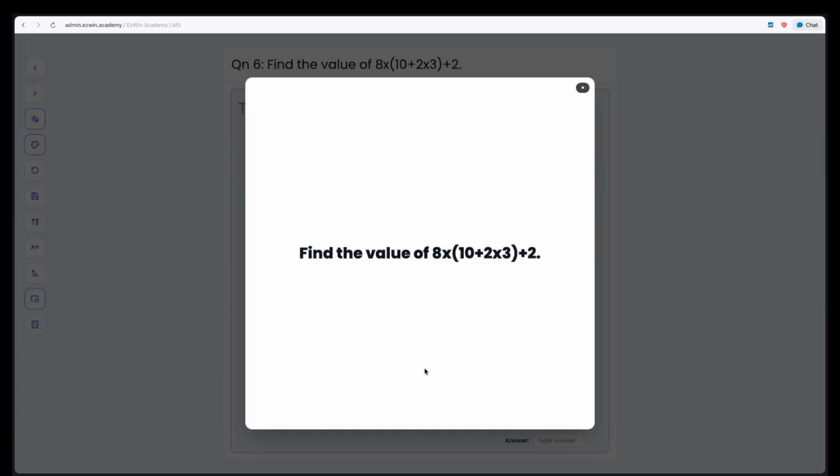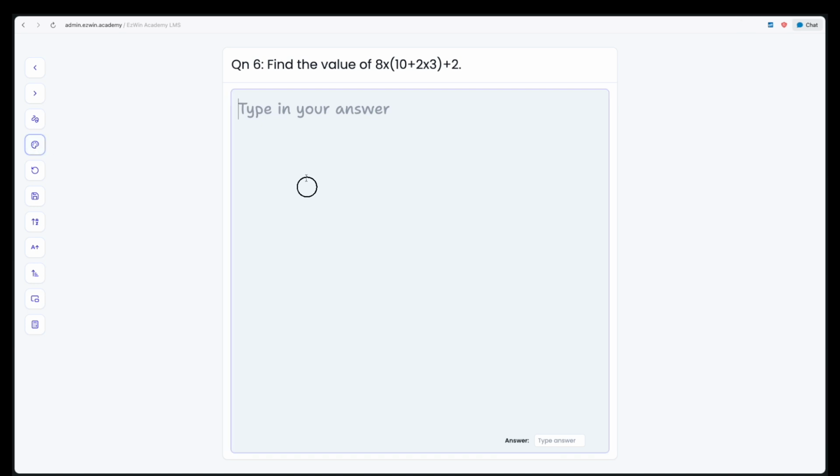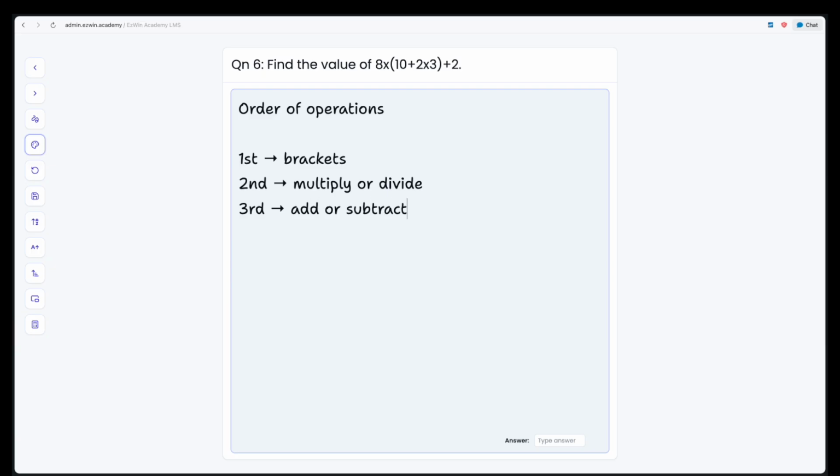Question number 6. Find the value of 8 times bracket 10 plus 2 times 3 bracket plus 2. In this case, this is order of operations. Which one is first? Brackets. Then second is multiply or divide. And then third is either add or subtract. Even inside the brackets you need to follow the multiply or divide. So in this case, the brackets go first. So 8 times 10 plus 2 times 3, as what you see over here.